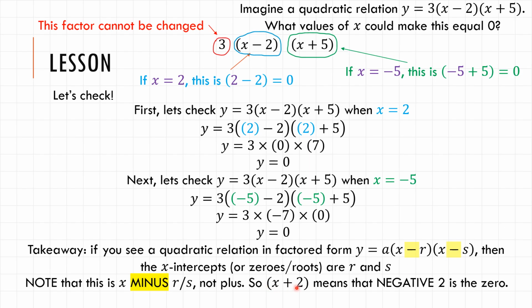So if you see x plus 2 as a factor, that actually means that the value of x that makes it equal 0 is negative 2. And we even saw that here, right? x plus 5, it was negative 5. And when we see x minus 2, it's actually positive 2 that makes this equal 0.